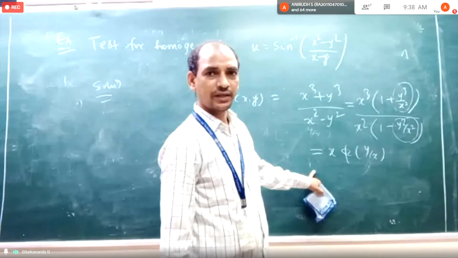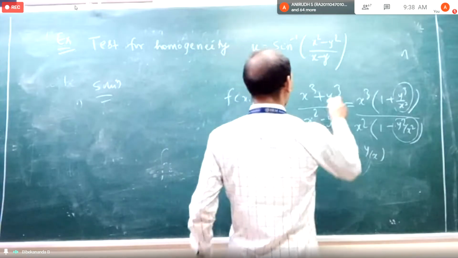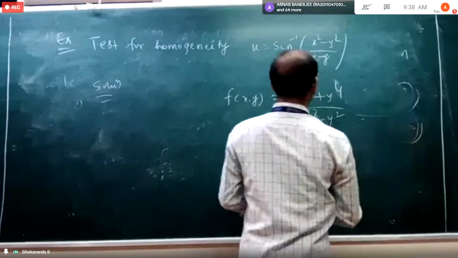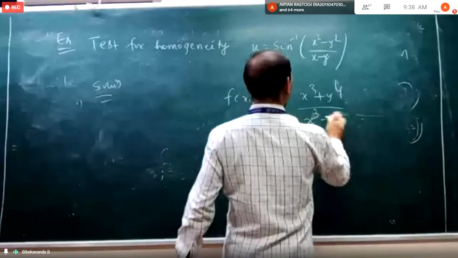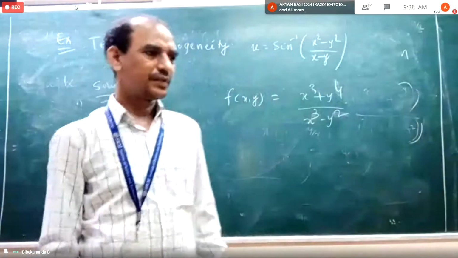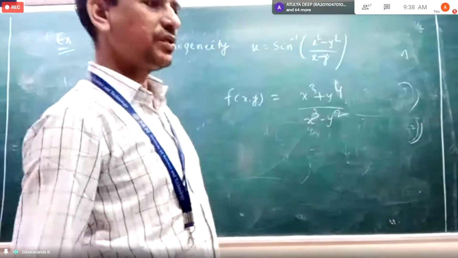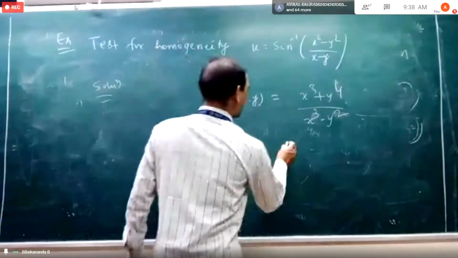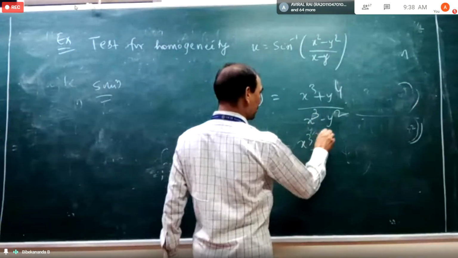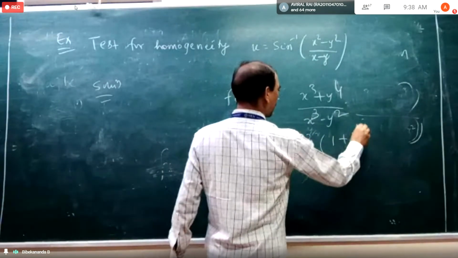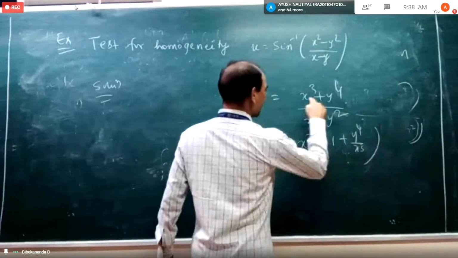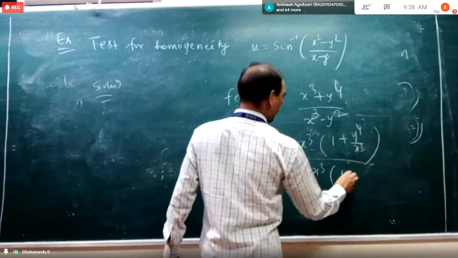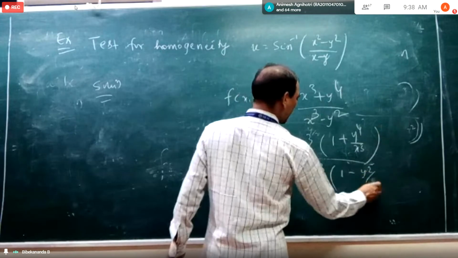Now similarly, suppose this is x cube plus y cube in the numerator, and x cube minus y square in the denominator. Tell me whether it is homogeneous or not. Not homogeneous, sir. Because if I take x cube common, I get 1 plus y cube by x cube, and similarly in the denominator, 1 minus y square by x cube.